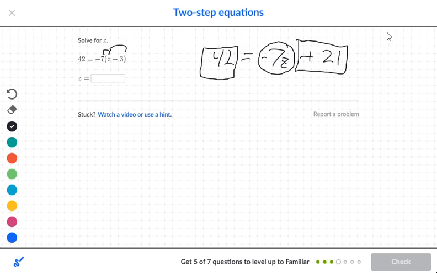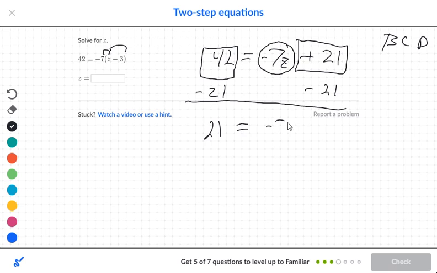Remember, we're going to take care of our boxes first because the rule is B, C, D. So do the boxes first. Notice we have a circle with the box. We need to move this box because the 42 is by itself. So the opposite of a positive 21 would be a negative 21. And only the boxes get the negative 21, not the circle. So now 42 subtract 21 is 21, and then we have a negative 7z.